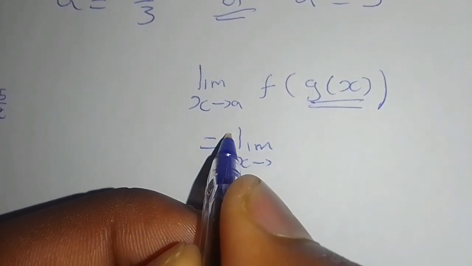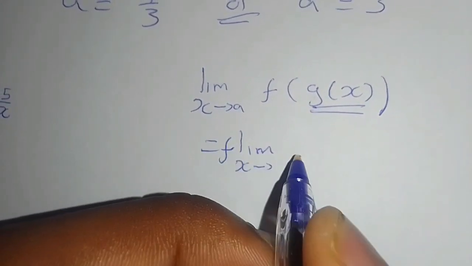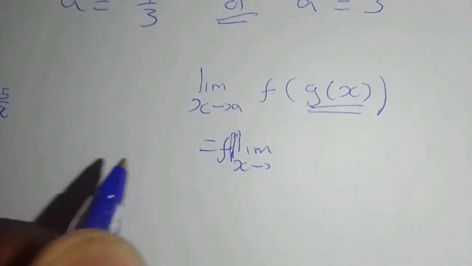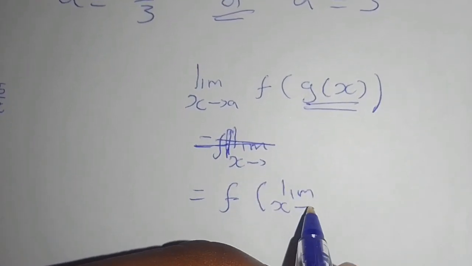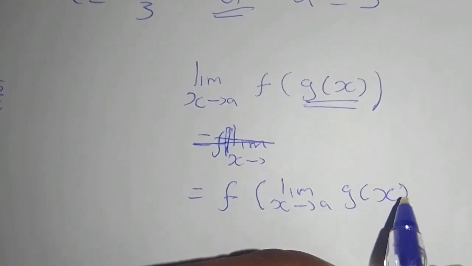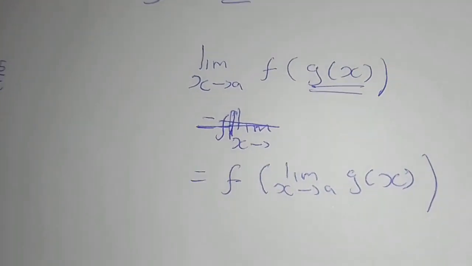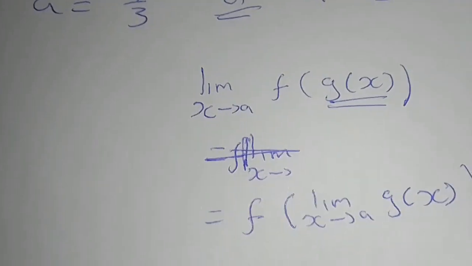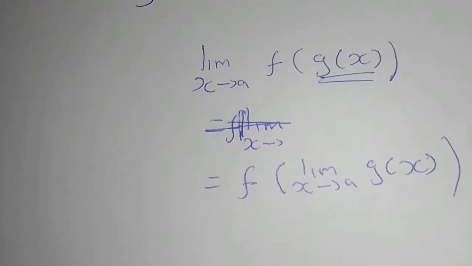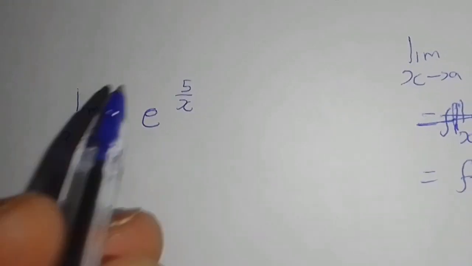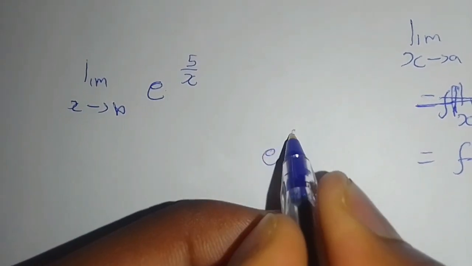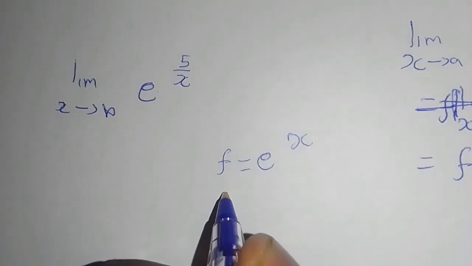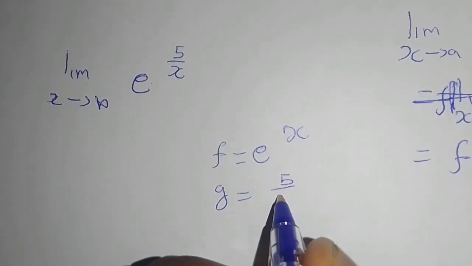So then this will be f evaluated at the limit as x goes to a of g of x. Because technically we're evaluating f at g, right? So if we evaluate the limit of g, then we can technically get the limit as x goes to a of f at g. And so now, maybe your outside function was e to the x, that will be f, and then it will be composed with g, which is just 5 over x.